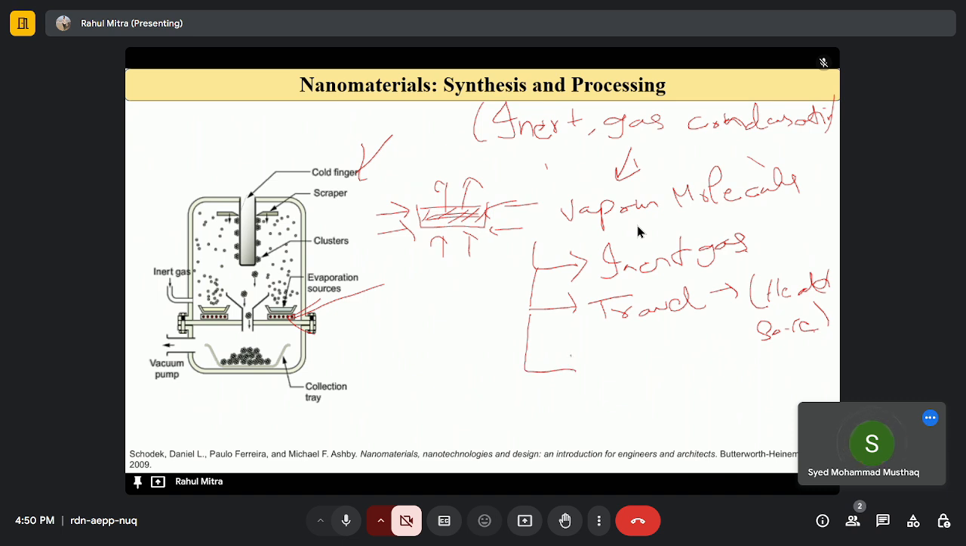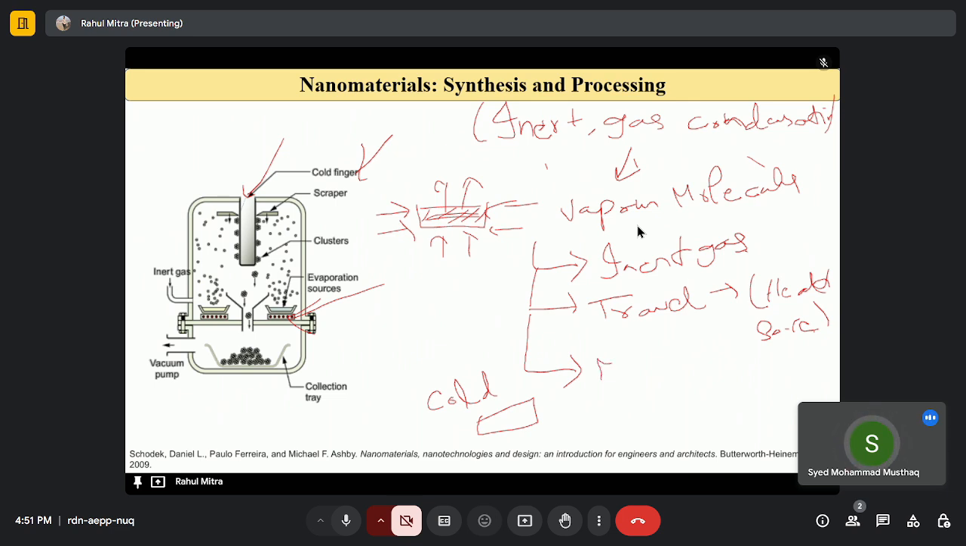So after traveling, they come near the zone which is known as the cold zone. We have a special thing which is called a cold finger. Cold finger is nothing but a cold surface where we pass the coolants, and the coolant here is liquid nitrogen. To cool it very fast, we use liquid nitrogen. Liquid nitrogen is at about minus 167, so the surface should be at less than minus 160.